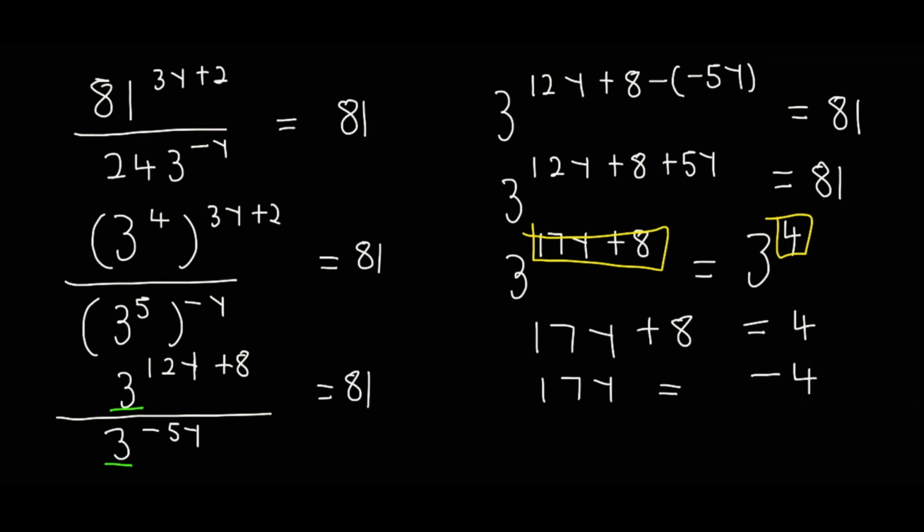And then now, because I want to solve for y, we divide both sides by 17. So my final answer, y is equals to negative 4 over 17. So this is my final answer.